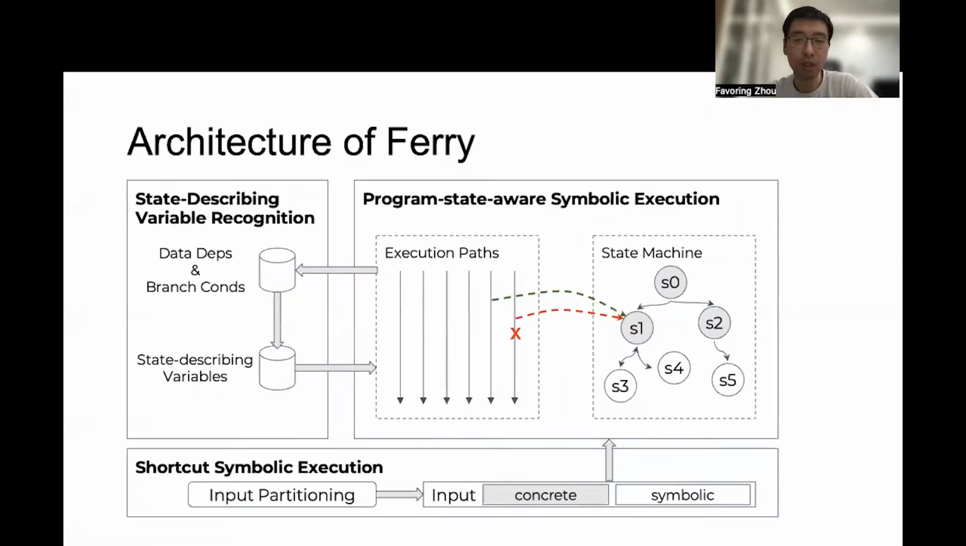Okay, so to tackle this problem, we proposed the world's first program state-aware symbolic execution engine called Ferry. It will continuously recognize the state describing variables and the current program state during the analysis, and kill those exploration paths of explored states. We further propose optimizations to tackle the complexity of real-world programs.